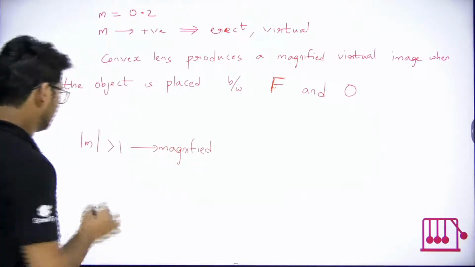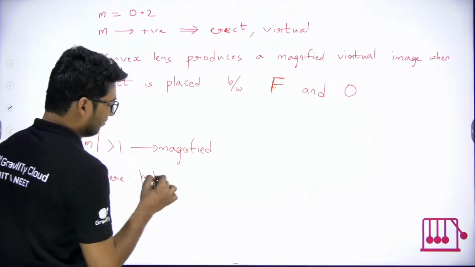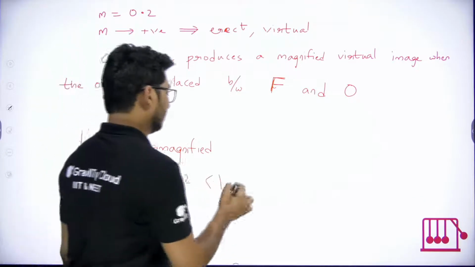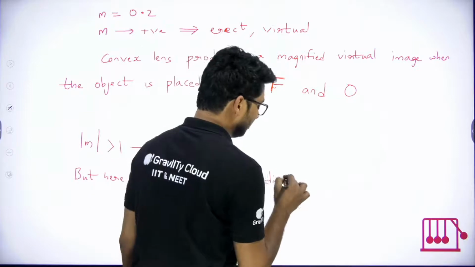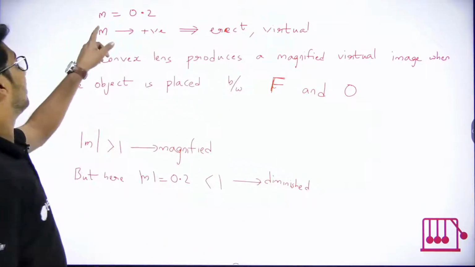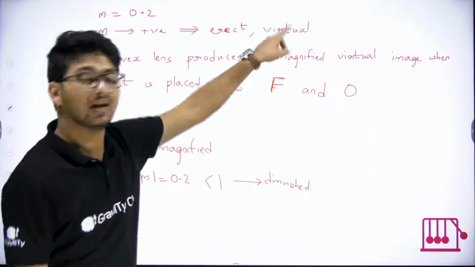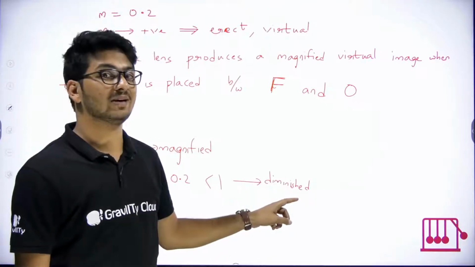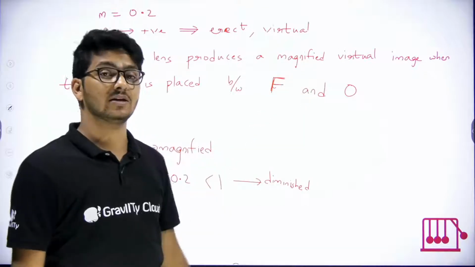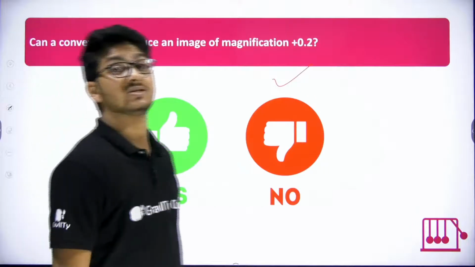But here the magnitude of magnification is 0.2, which is less than 1, which implies a diminished image. So according to the question, when they say magnification is 0.2, they are saying that the image formed is virtual and diminished. But which image do we get using a convex lens? Virtual and magnified. So is a virtual and diminished image possible? No, it is not possible.